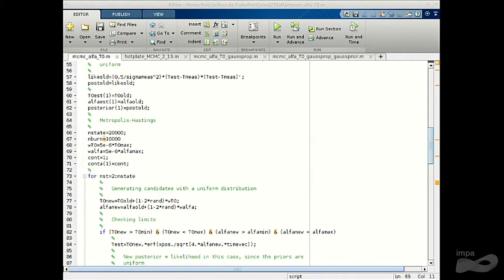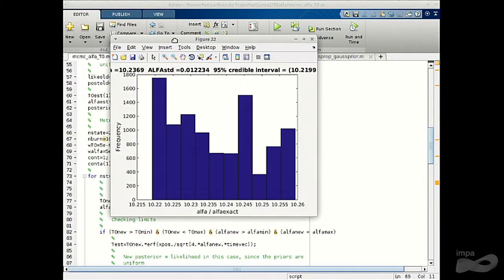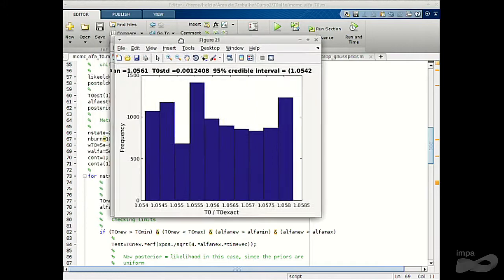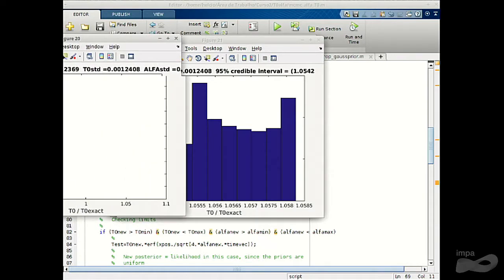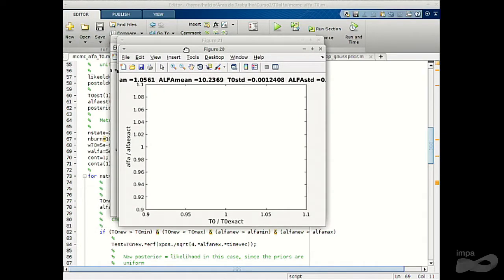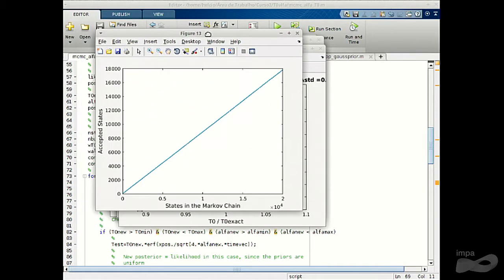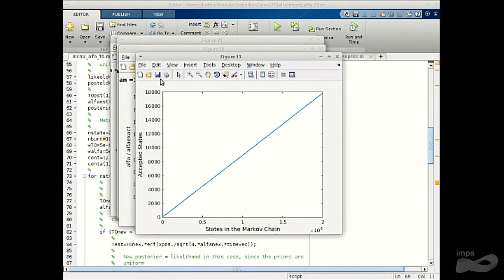And you see, this is actually what is happening here. This is for alpha. You see, alpha is still around 10. T0 is still around 1.05. But you accept a lot of states, actually. Here, alpha is still not in the range that I plotted. See how many states we accepted? 18,000. So we increased the number of accepted states. We accept a lot of states.